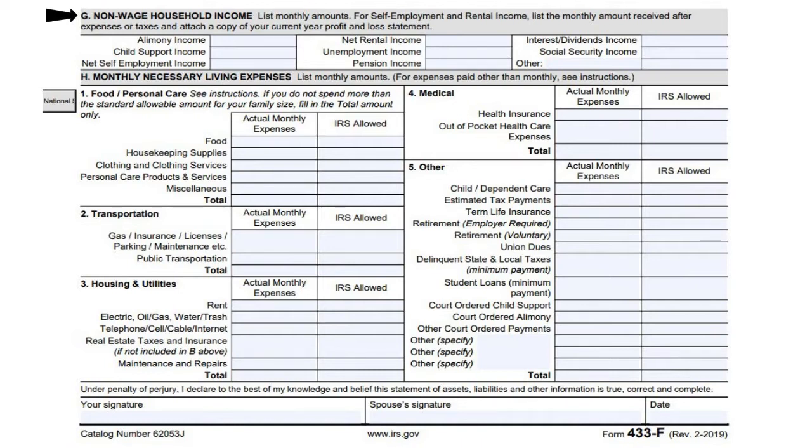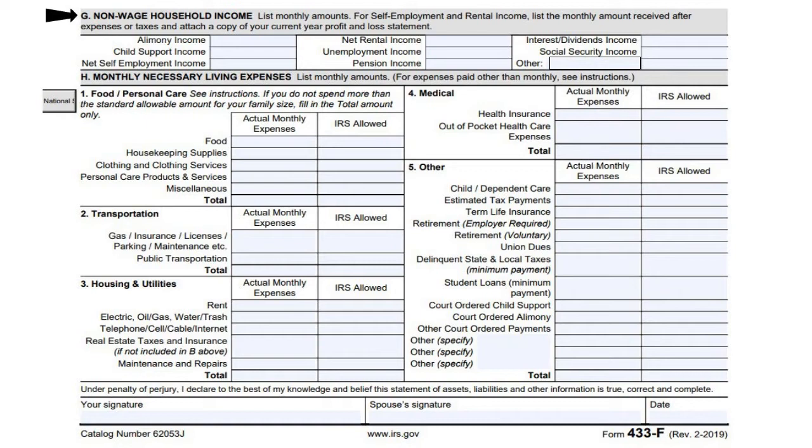So if this is applicable to you, here basically what the IRS wants is things like alimony income, child support income, net self-employment income, net rental income also, unemployment income, pension income, interest, dividends income, social security income. So again, if you have other sources of income that are not listed here, you put it in the other section, on the line titled other.